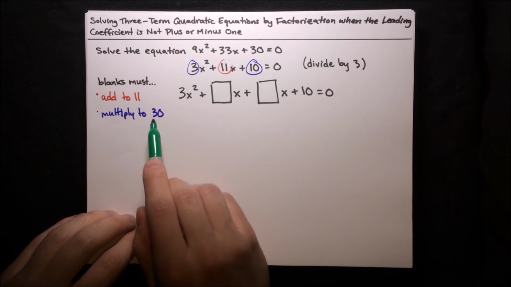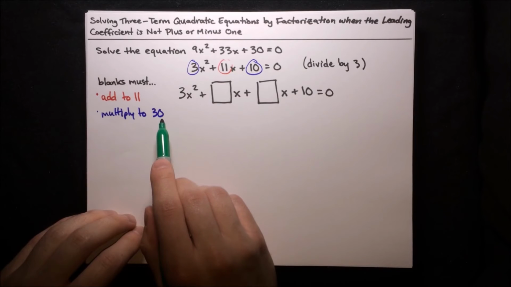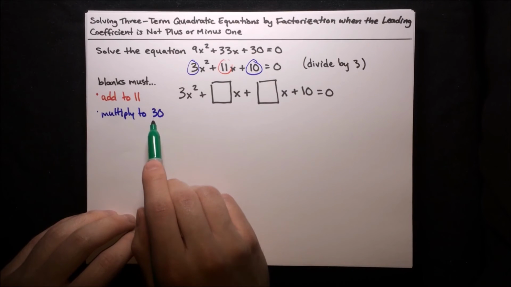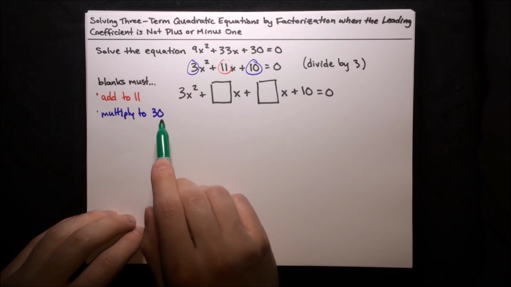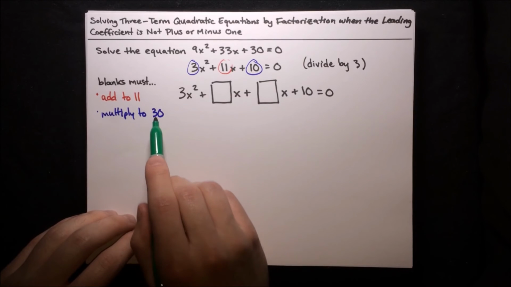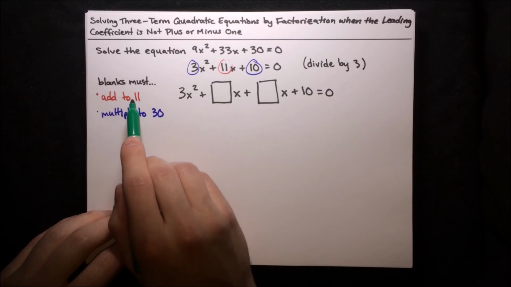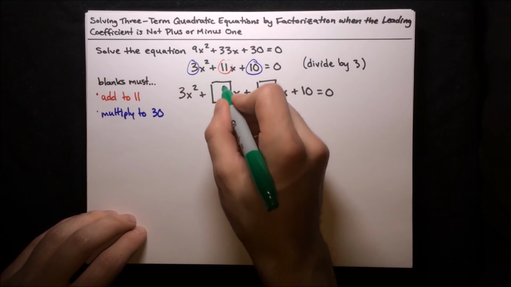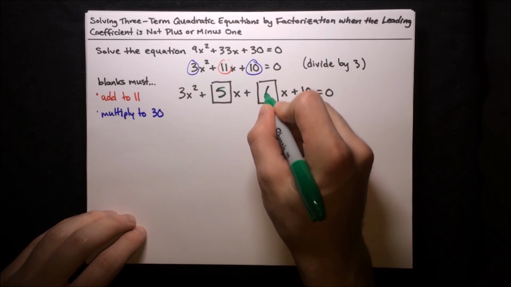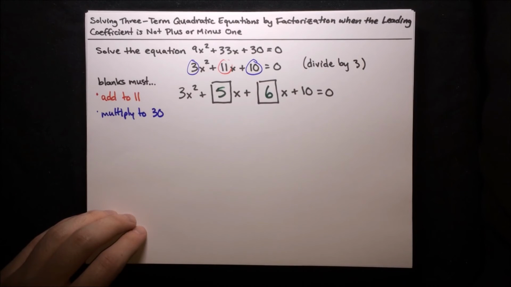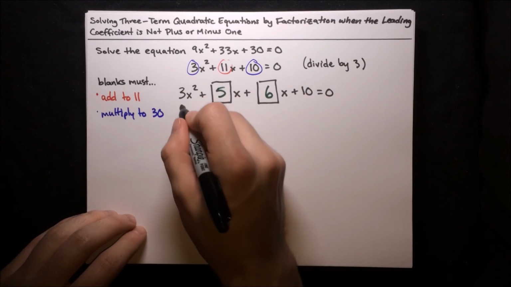Well, let's think factors of 30. 1 and 30, those are too big. They don't add to 11. Let's go lower. How about 3 and 10? Those add to 13. We're getting closer. What else? How about 5 and 6? Those multiply to 30, and those add to 11. Great, so it's got to be 5 and 6. Put 5 and 6 in those blanks, and now we'll go ahead and factor each of these pairs individually.